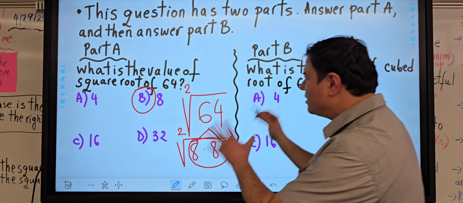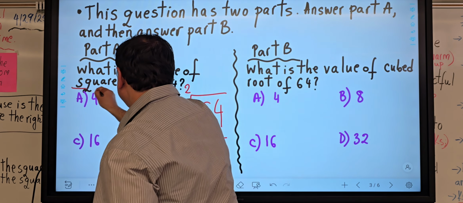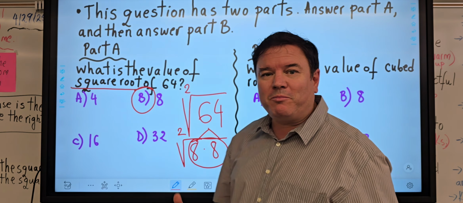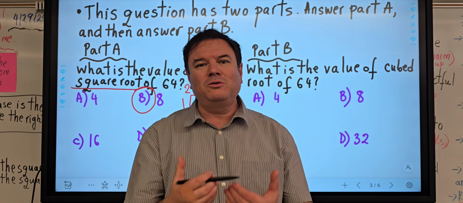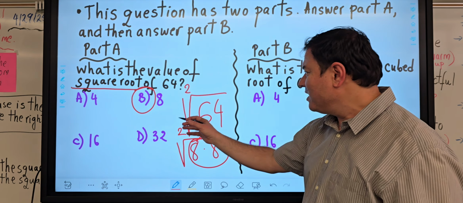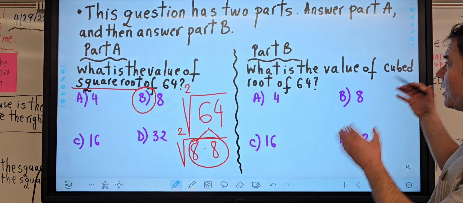Pay attention to this type of problem, right? What is the square root? In part A, they are asking us for the square root, which means we are breaking 64 down into 2 numbers, 8 times 8, and the answer is just 8, because 8 times 8 equals 64. Let's take a look at part B.